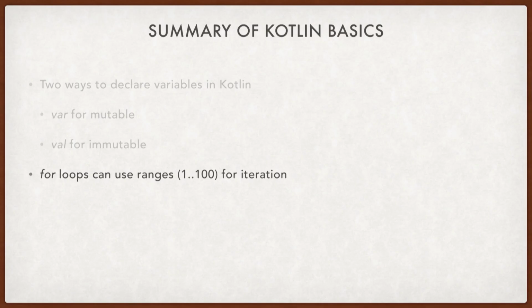For loops, as we've seen, can use ranges, using 1..100 or downTo, up to, for iteration. You can iterate over lists, collections of items, etc. And if and when can be used as expressions. But when you do use those, you have to make sure that every condition, every block, every part has a return value.